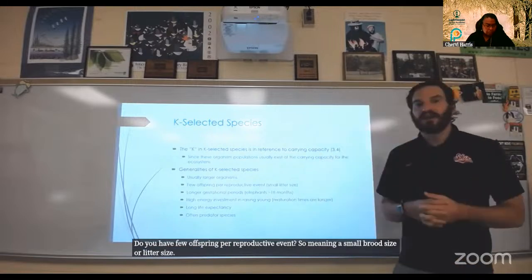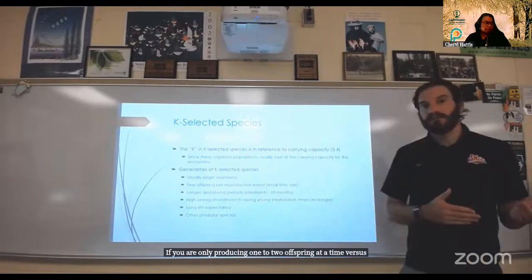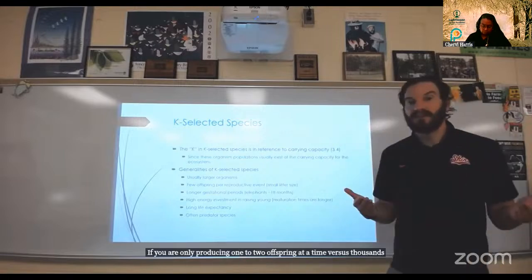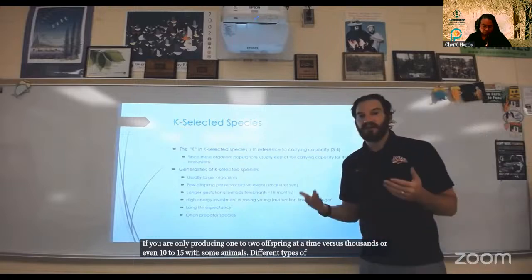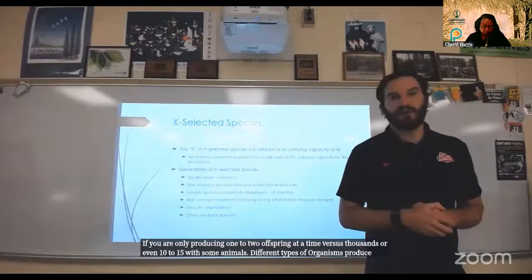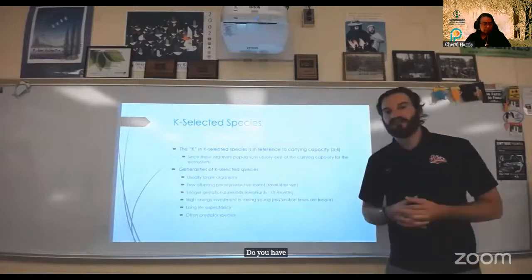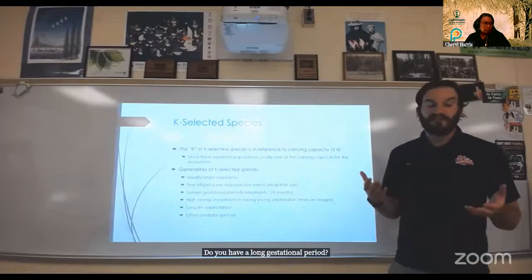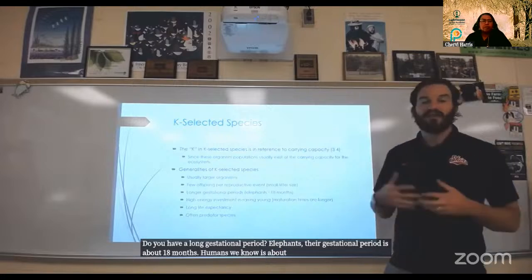If you are only producing 1 to 2 offspring at a time versus thousands, or even 10 to 15 with some animals. Different types of organisms produce different amounts of offspring at a single litter. Do you have a long gestational period? Elephants, their gestational period is about 18 months. Humans, we know, is about 9 months. It's how long are they in the womb.